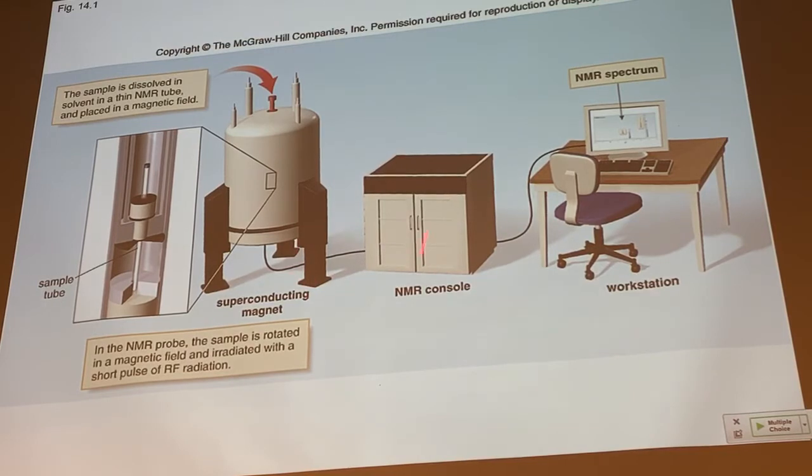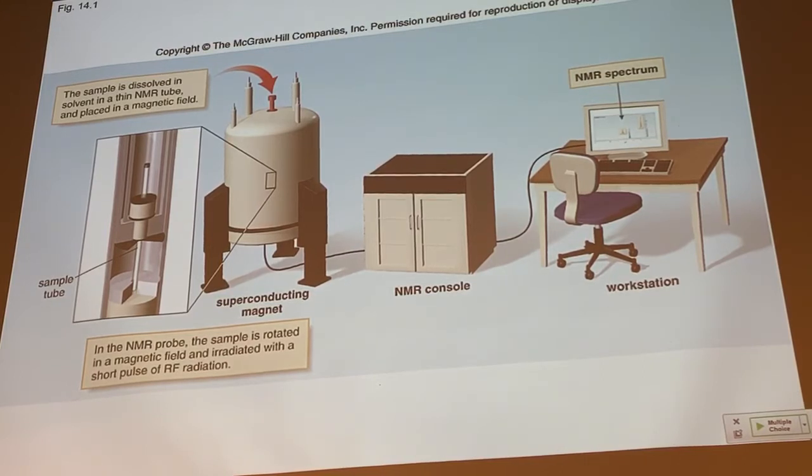And so then you have a console that has the electronics that controls the radio frequency pulses and also detects the energy. And then you have a workstation with a computer that sends the commands and does all the math that allows us to deconvolute the energy to get a spectrum.